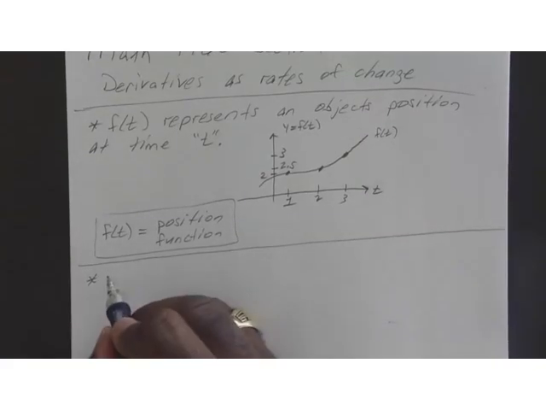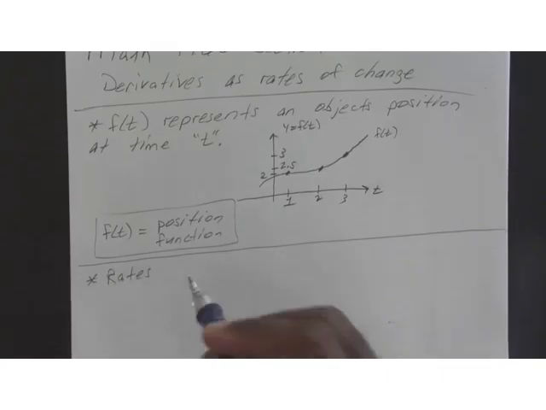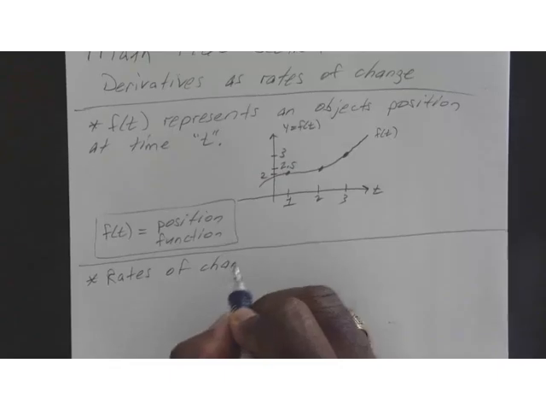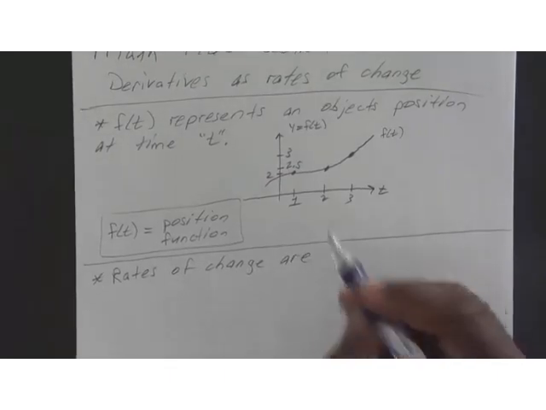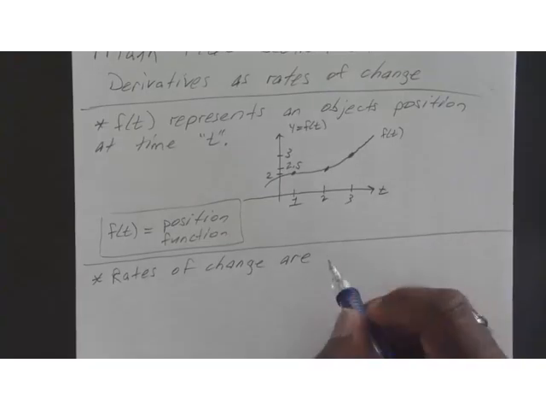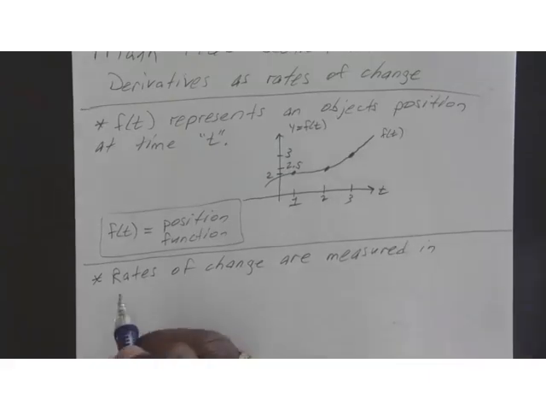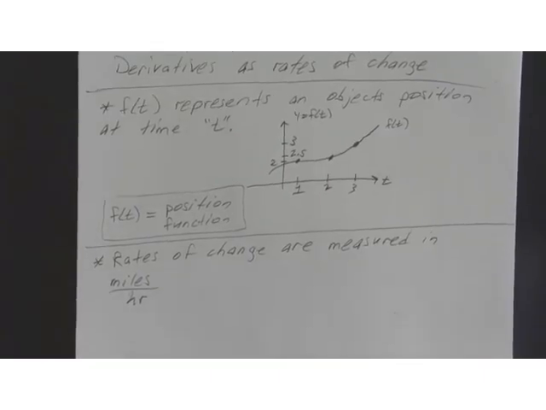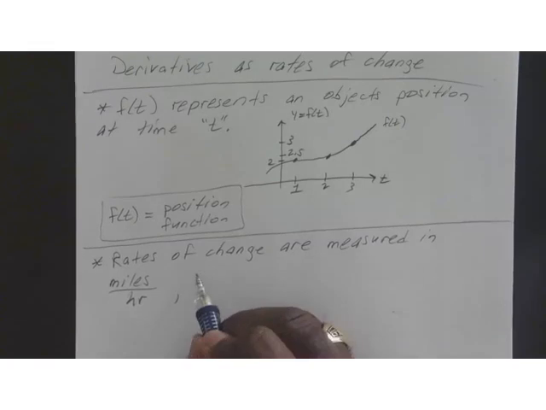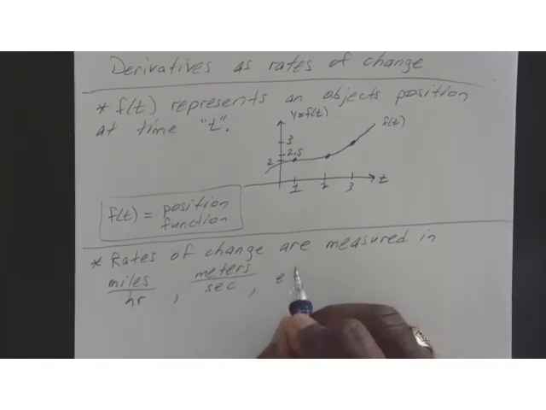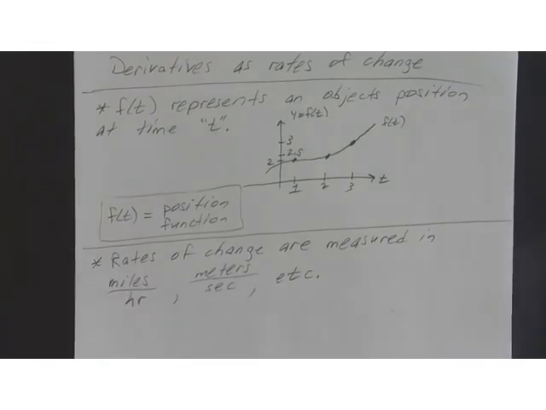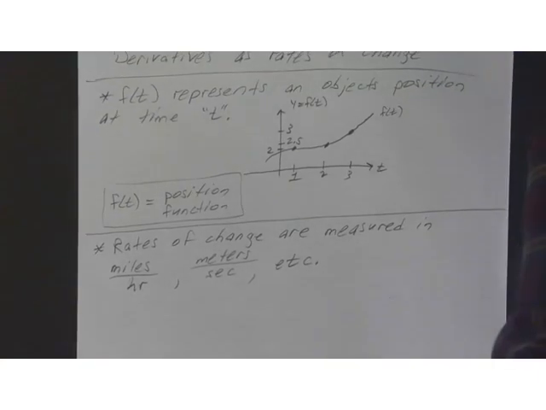Okay. Now, in most cases, rates of change are measured in pretty much notation that you see every day and don't think about it. Measured in, say, miles per hour. That's a rate of change. Meters per second. And et cetera, and so on. Let me make that a little smaller.